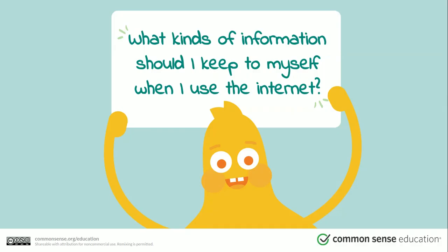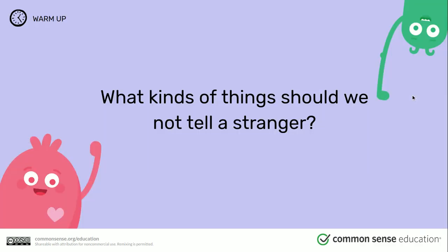So, that's private. What kinds of information should I keep to myself when I use the internet? This is what we're going to be talking about today. So, what kinds of things should we not tell a stranger? Well, if you think about it, some things that you might not tell a stranger, like at a store or in a park, would be your address, your phone number, your full name. So it's important to keep some information about yourself private from strangers and people that you don't know.